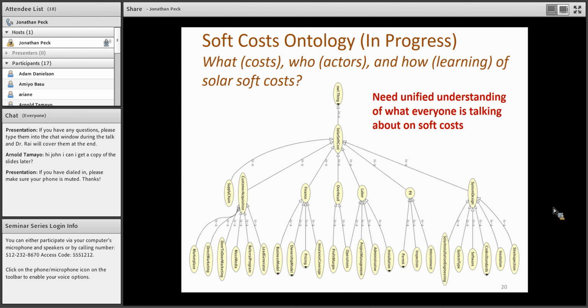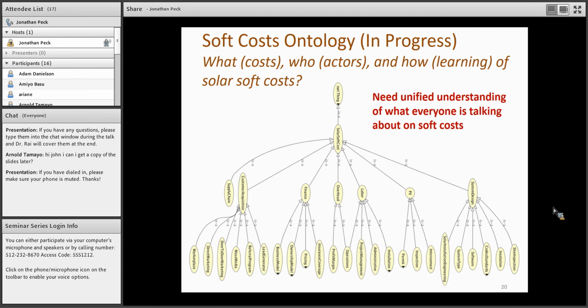Even reports or studies that are trying to address this are speaking different languages. There is not a common ground, and so it's been hard to build systematically a science of how one can go systematically about reducing soft costs.